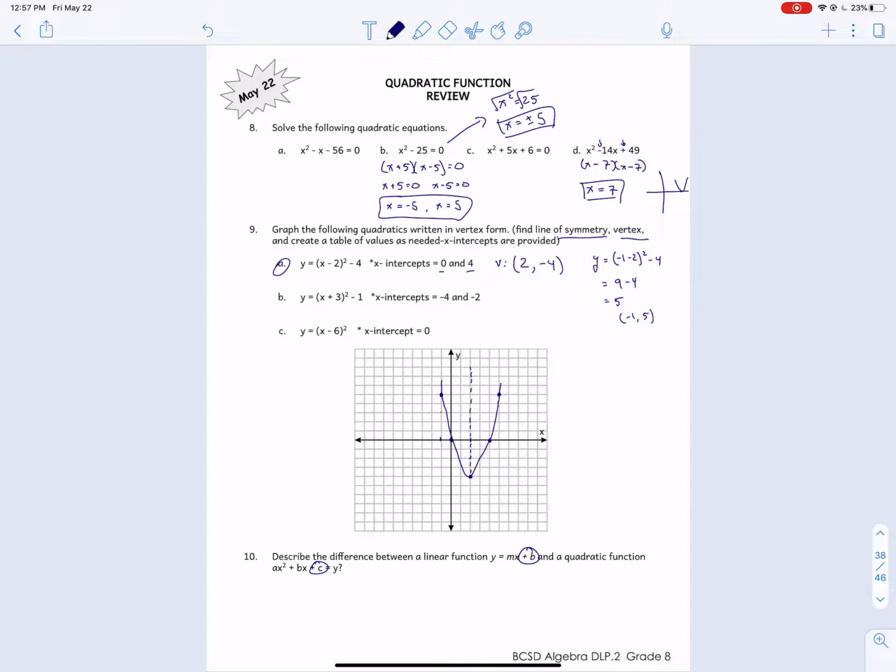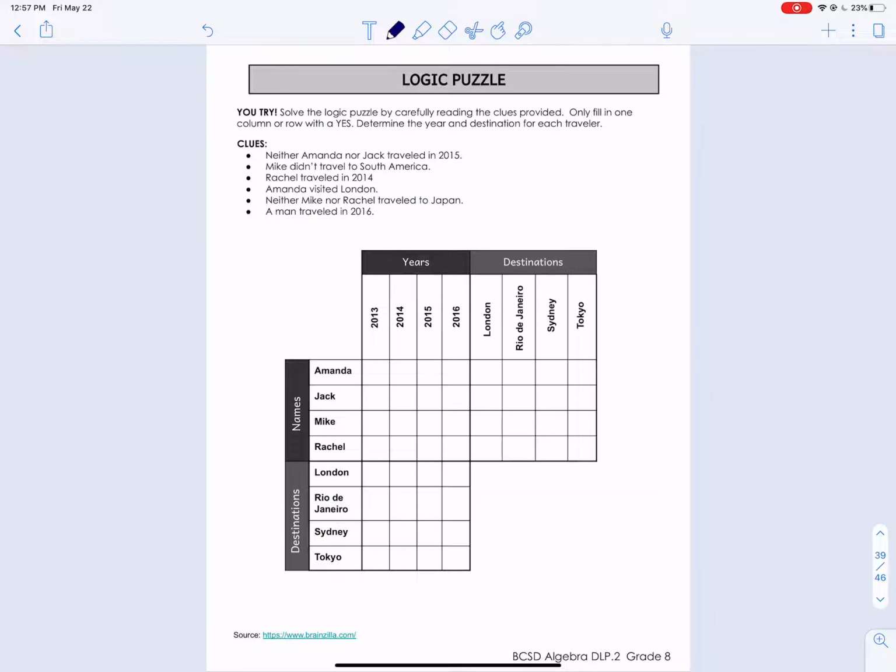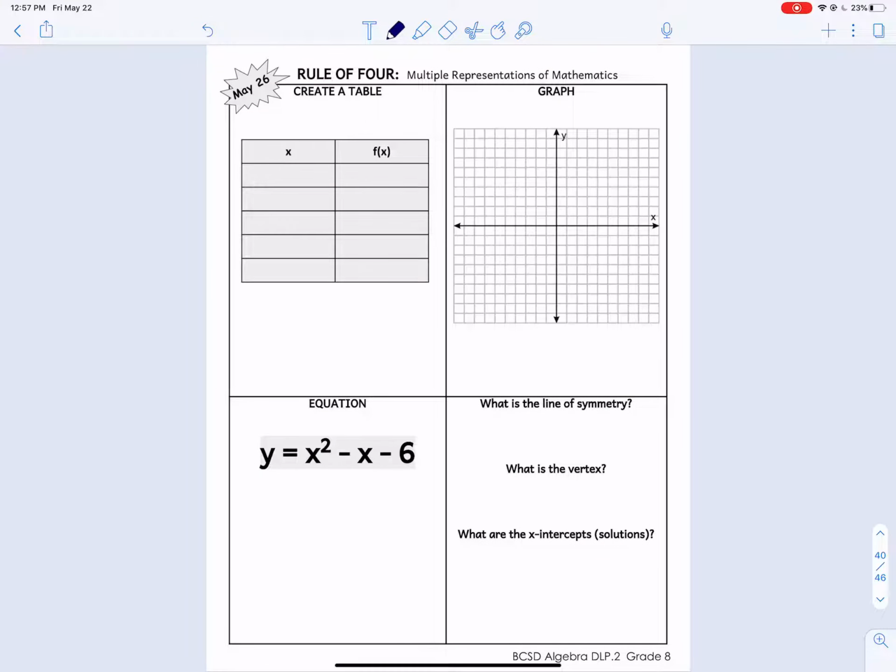All right, so that's the end of our little review, and then a little logic puzzle to finish it off, and then we will start up with the final week on the 26th.